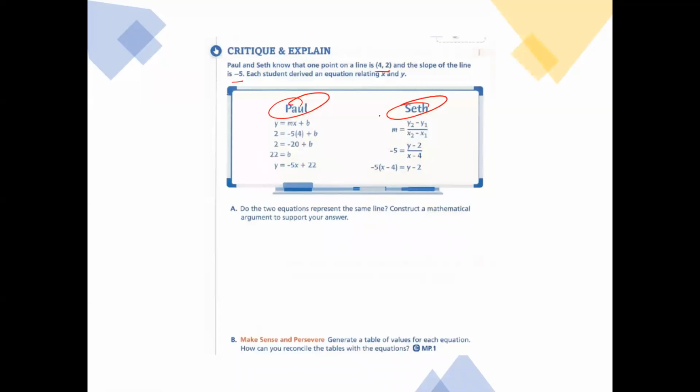Answer the following questions. A, do the two equations represent the same line? Construct a mathematical argument to support your answer. And again, it could be subjective. B, generate a table of values for each of the equations. How can you reconcile the table with the equation? So pause the video and answer those questions.